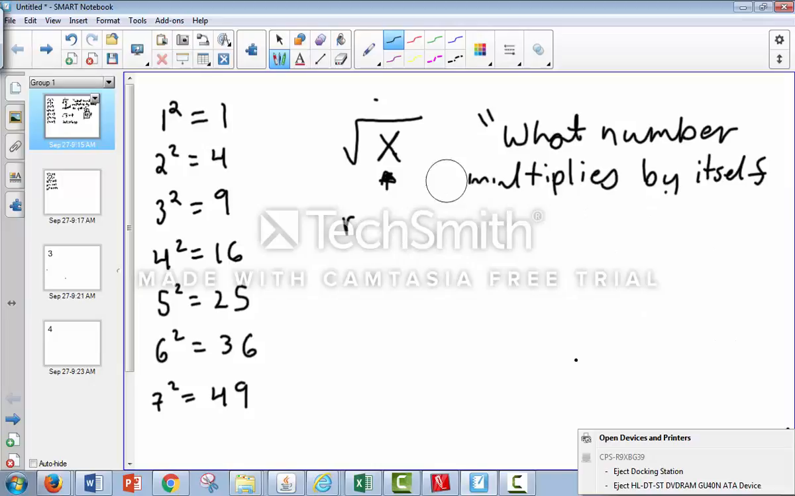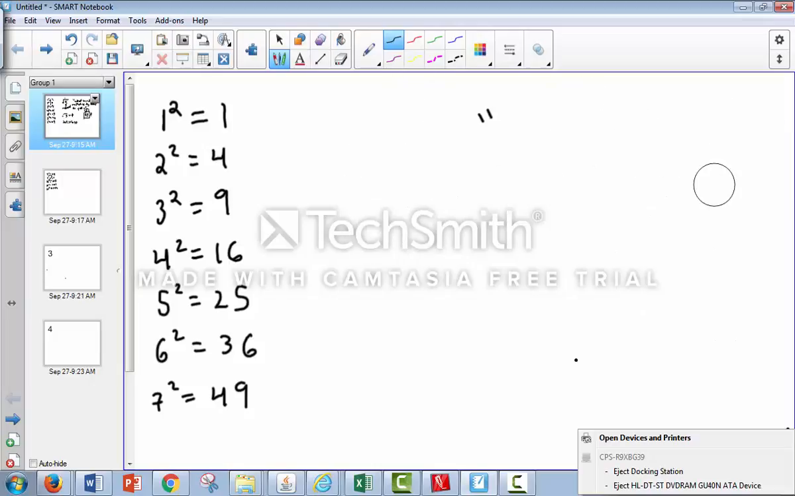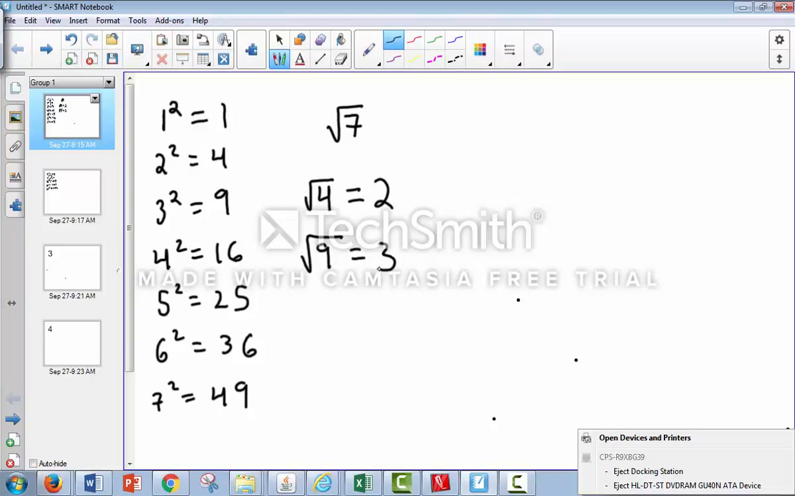Let's try another one. What about the square root of 7? From my perfect squares, I know the square root of 4 is 2, and I know the square root of 9 is 3. The square root of 7, I'm asking what number multiplies by itself to get 7.